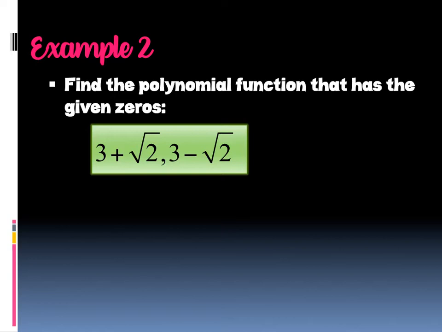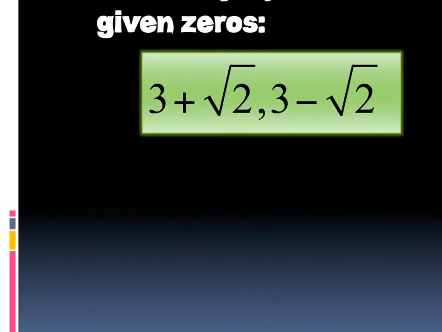Then it gets a little bit harder when you start to see something like this. So find the polynomial function that has the given zeros. This time you've got a binomial, right? Something with 2 terms that you have to subtract. So when I first set it up to figure out what sign's going to go in the front, I always look at just the first number, okay?